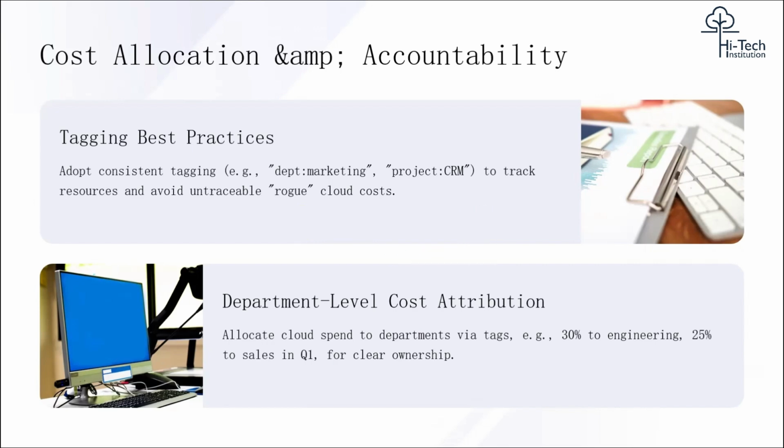And then department level cost attribution. Department level cost attribution. Just for example, Q1 Cloud. Okay, so Q1 Cloud is a company that is spending $1 lakh. So here engineering would be 30%, sales would be 20%, marketing would be 20%, and others would be 25%. So now every department knows their responsibility and they will be using it.